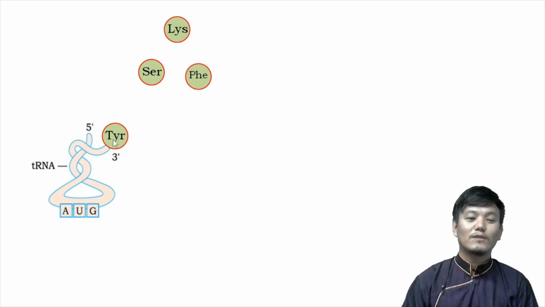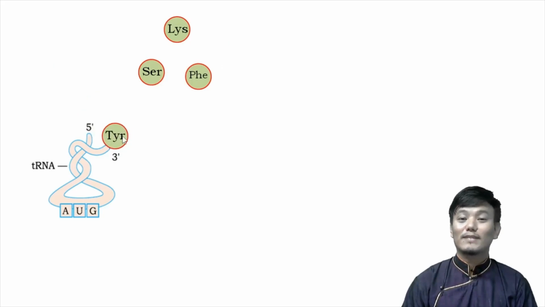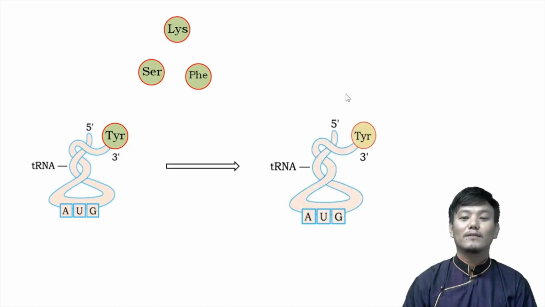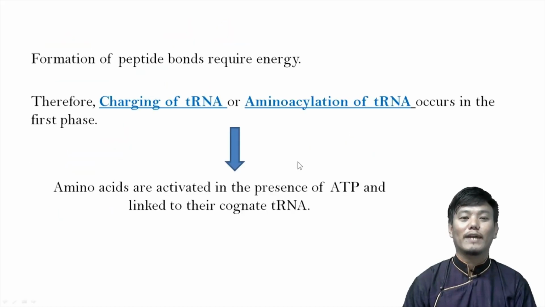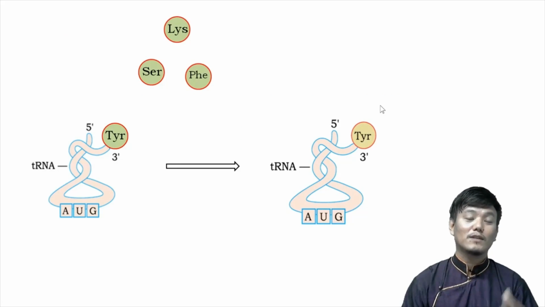So I will just show you again. The tyrosine, in the presence of ATP, gets activated, and then the tyrosine is bound to its cognate tRNA. Okay, and then we get this particular tRNA. This tRNA is now charged. This particular process is called charging of tRNA or aminoacylation of tRNA. That is really important. You have to know this process, which occurs in the first phase of the translation process itself.